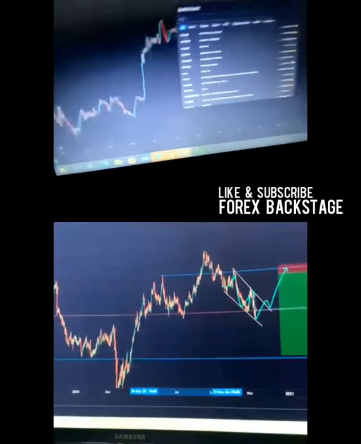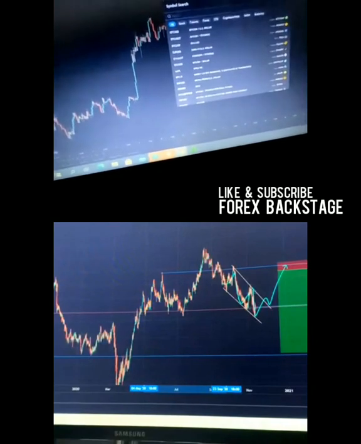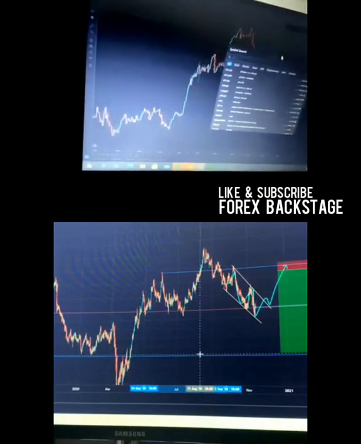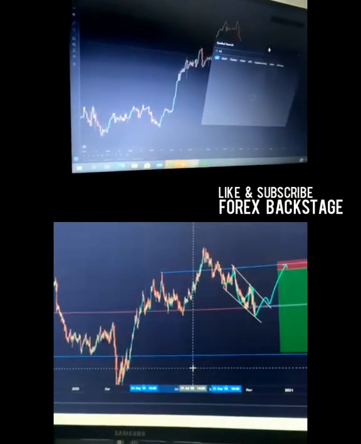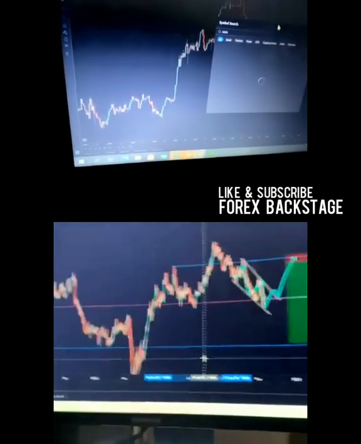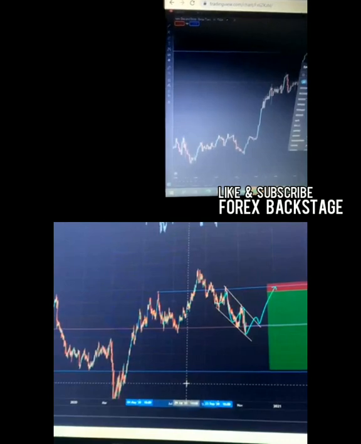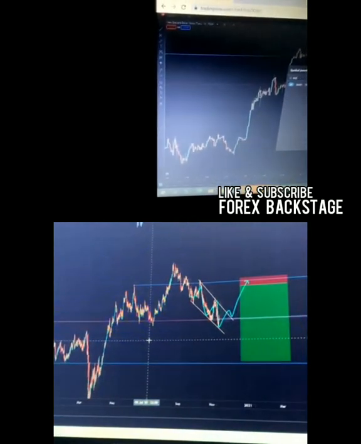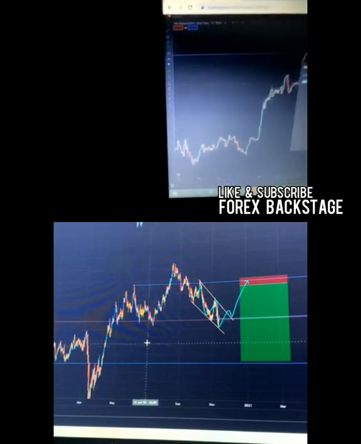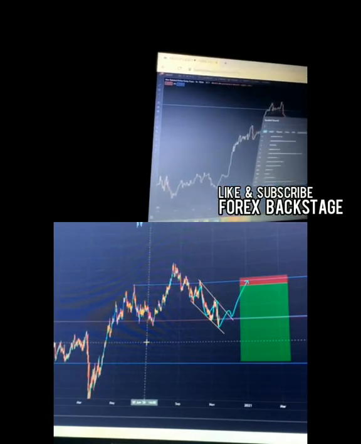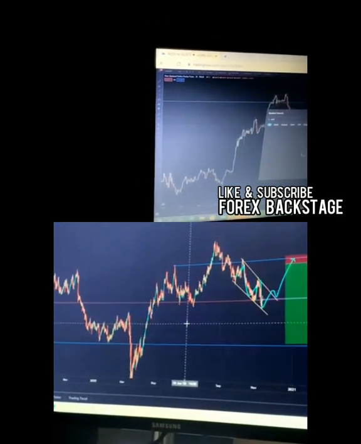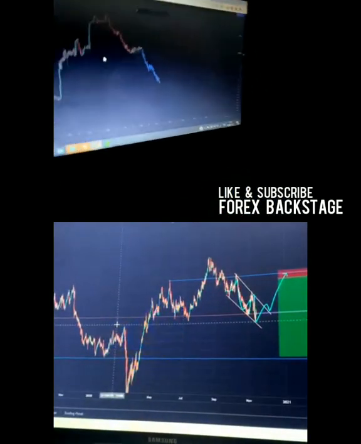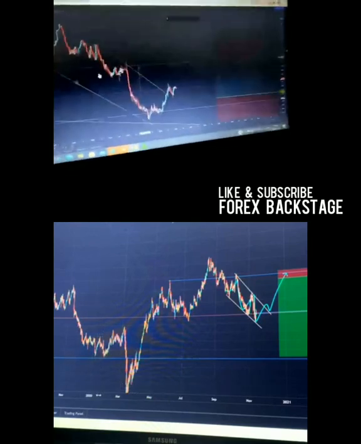Yeah. What's that pair? This one is the AUD NZD. I'm searching it on my side. Okay, cool. What's the time frame? The time frame is 4 hours. Okay, AUD NZD. I'm also on AUD NZD now.